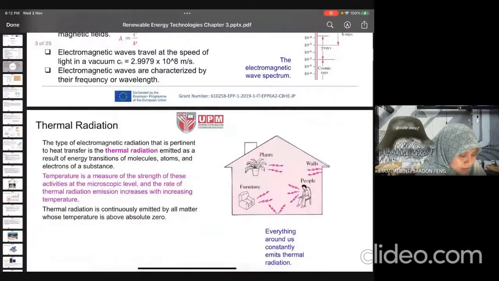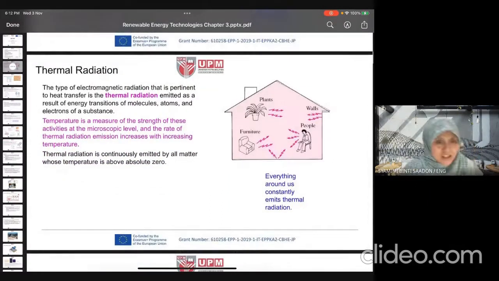Next, thermal radiation. I introduced the radiative heat transfer, but we will focus more on thermal radiation because it relates more to solar energy. Thermal radiation is one type of electromagnetic radiation, or electromagnetic wave heat transfer. It measures the strength of these activities at the microscopic level. To measure the amount of thermal radiation, we look at the temperature.